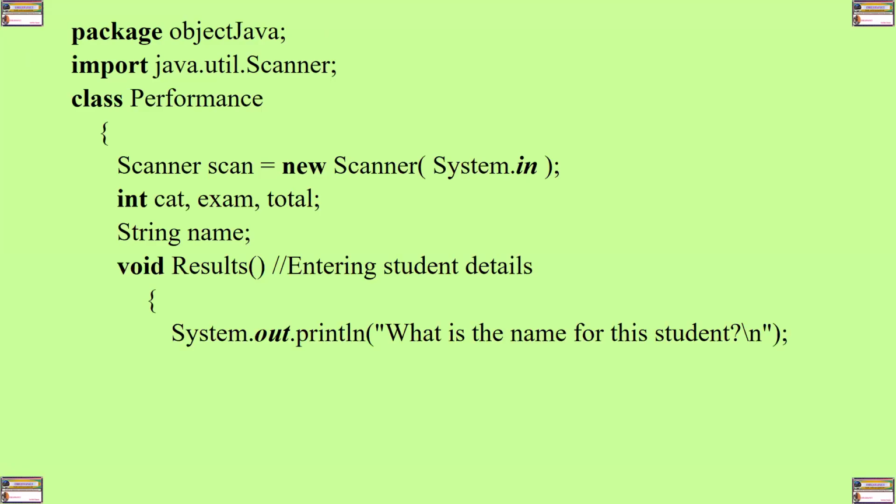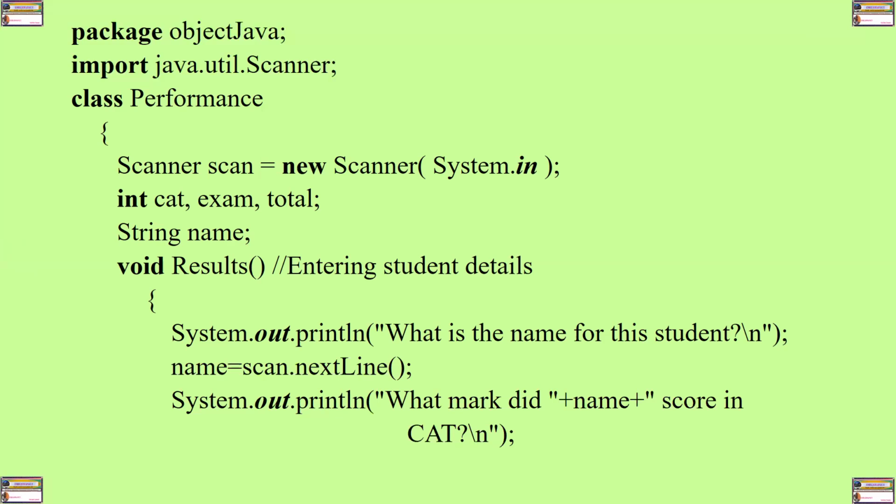And therefore, the definition for this method is system.out.println, what is the name of this student? So the first instruction within this method asks the user for the name of the student. And then we key in the name of the student. It is read by the method called nextLine through the object called scan, and the value received is assigned into a memory location called name, or the variable or the member called name.